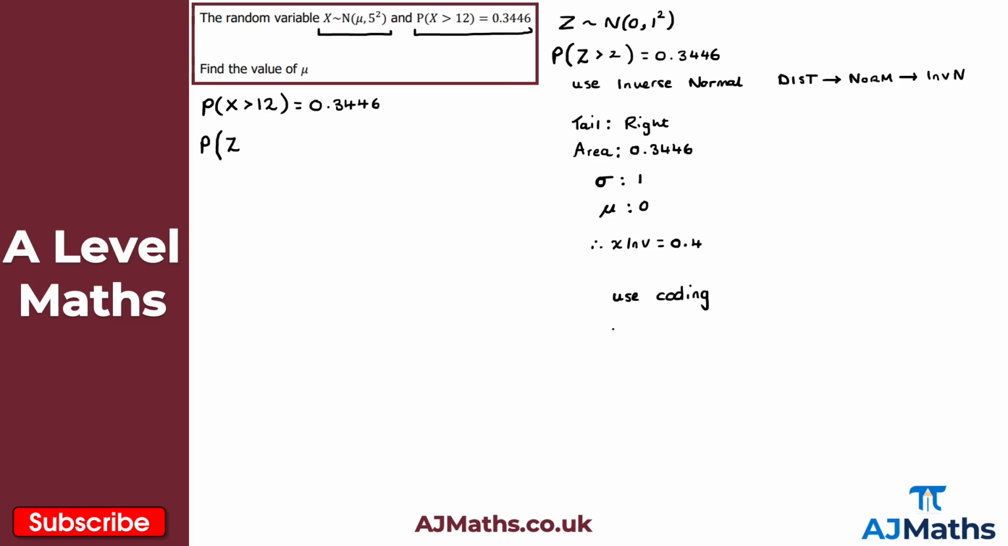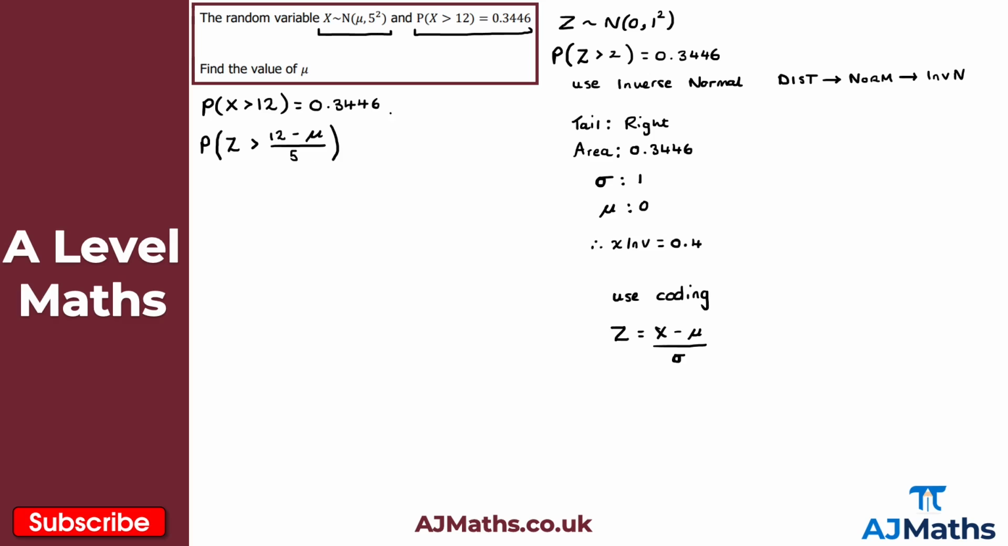We use the coding z equals x, our random variable x, minus the mean mu, and we divide this by sigma, the standard deviation. So this is the coding that we're going to use here. So z is greater than, so x is 12, that's this value here. So we've got 12 minus the mean. Now I don't know the value of the mean, that's unknown, so I do 12 minus mu, and this is divided by sigma, which is 5.